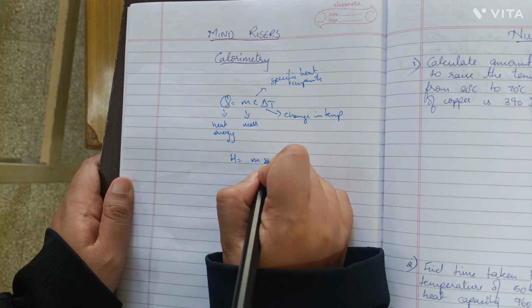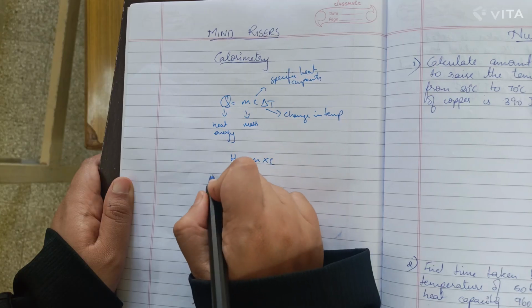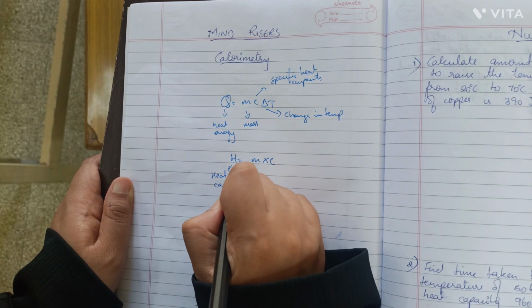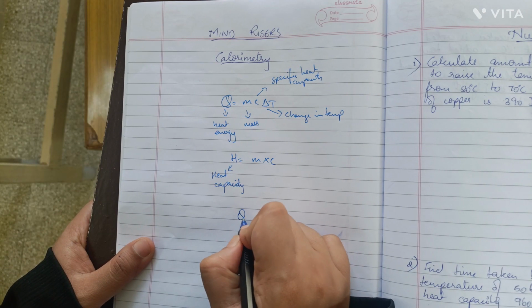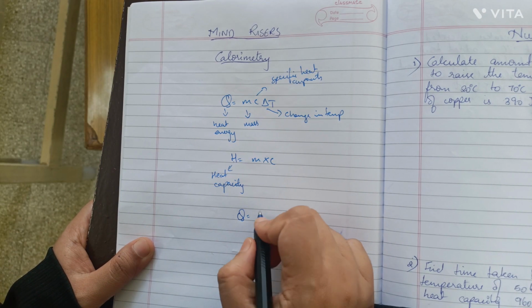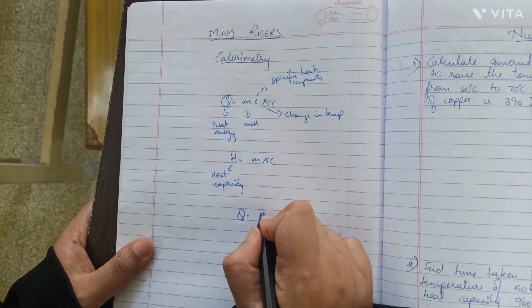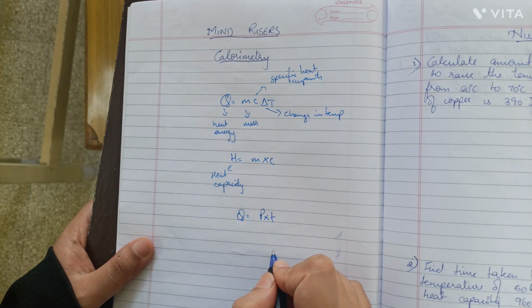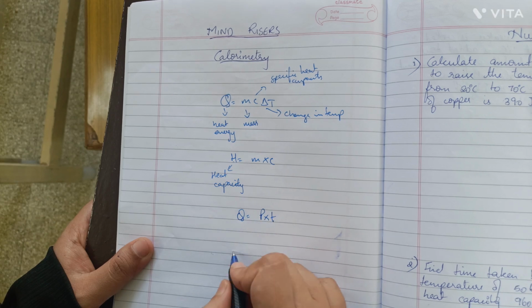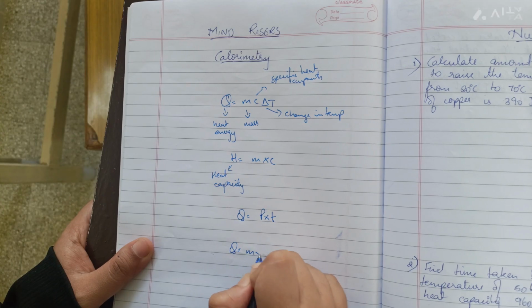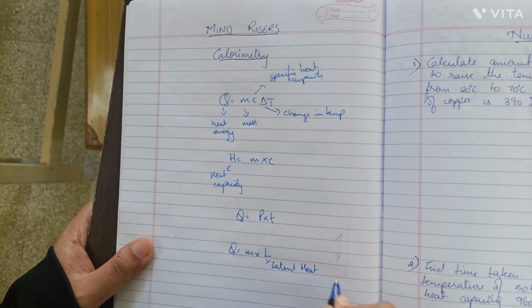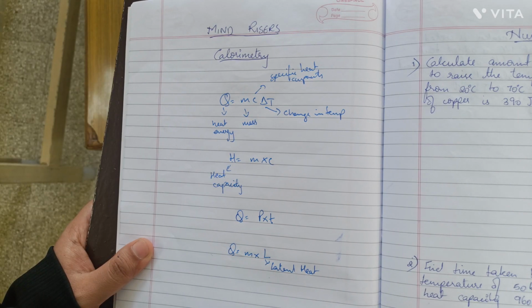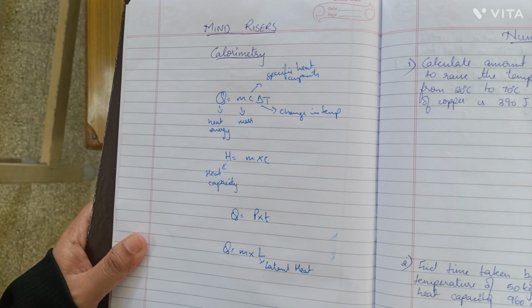Next formula that we'll be using is H is equal to mc, where H stands for heat capacity. Then we have heat energy is equal to power into time. Okay, so this is power and this is time. And lastly we have Q is equal to ml, where L is the latent heat. Alright, so let us solve the numericals now.